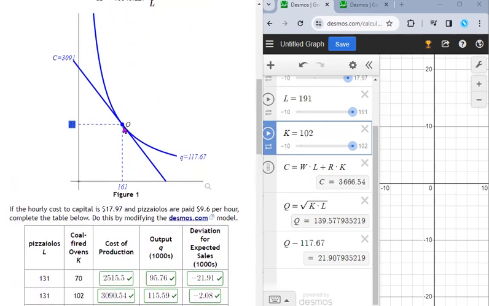Okay, so that right there is called the optimal solution, right? That's the optimal solution. The firm minimizes its cost given the output that it wants to produce, right? It wants to produce 117.67 units per hour. Any other combination of capital and labor will either put the firm on this side of the isocost, or it'll put the firm on this side of the isocost. If you're on this side of the isocost, you're not making enough product. If you're on this side of the isocost, then your isocost line will intersect the indifference curve twice.